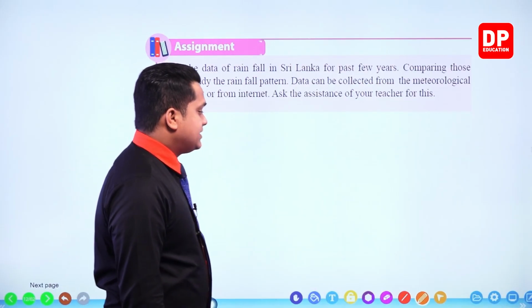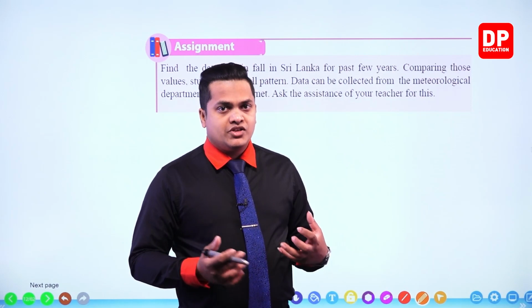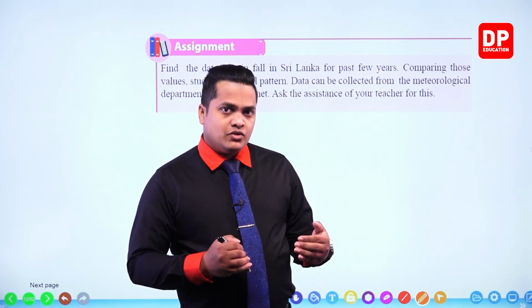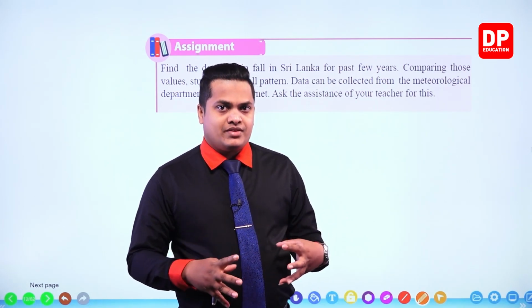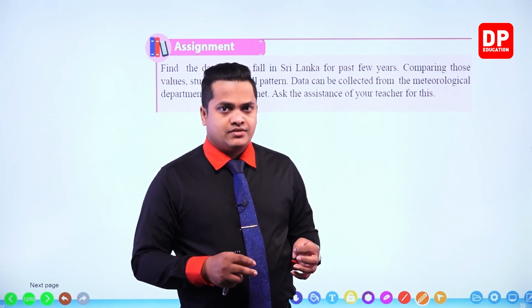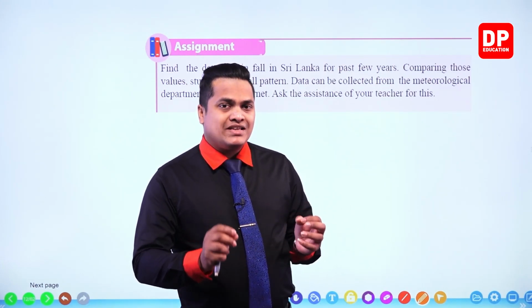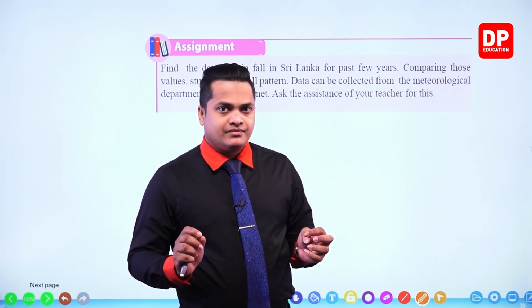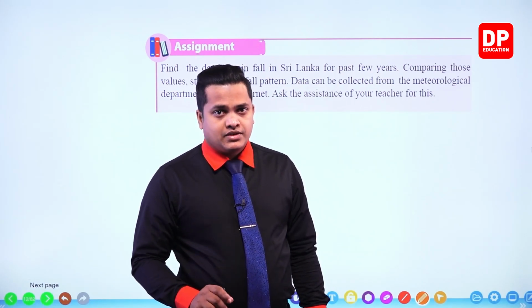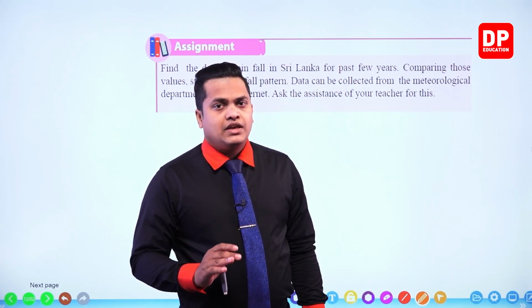Now, you are given an assignment. Actually, you can use the internet to get the annual rainfall in Sri Lanka. When you take the annual rainfall, you will be getting rainfall for a particular month. For a particular month, how much is the rainfall in millimeters? Right? So by that way you can take the whole year. You can take the rainfall for the whole year. Then you can tabulate these things, or else you can make a graph out of the information given.